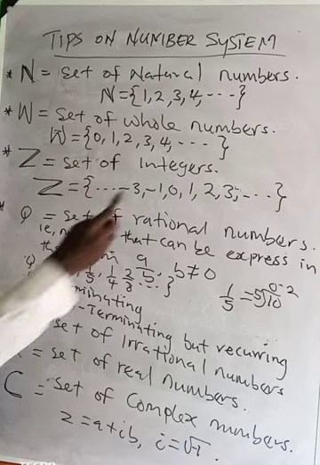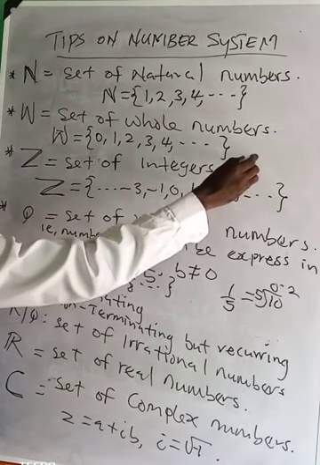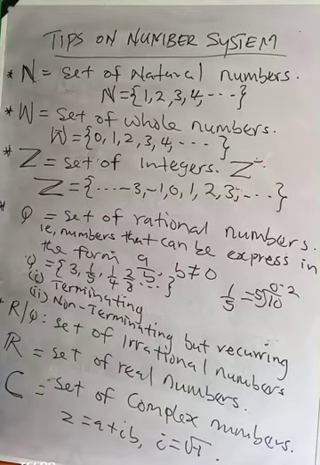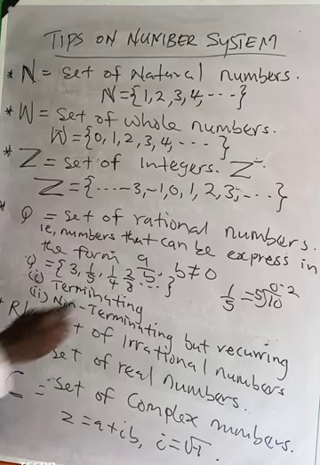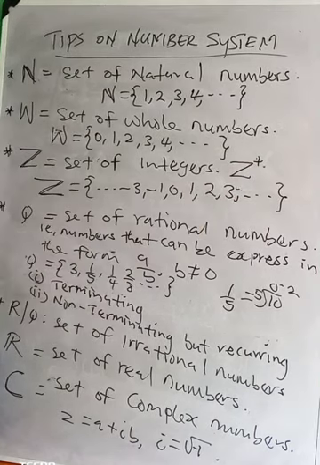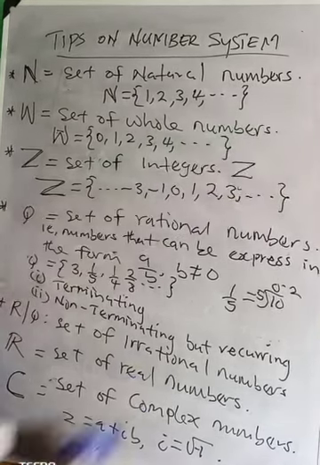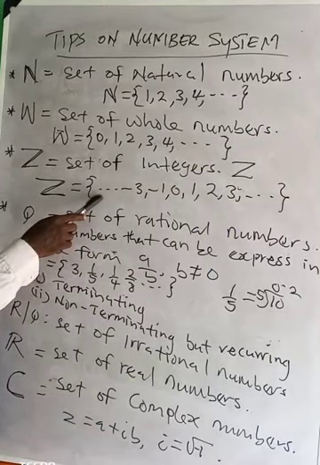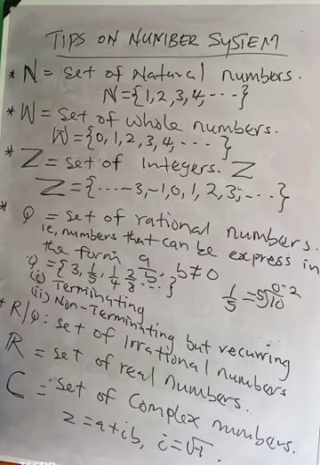Third on the list is the set of integers. And of course, we have what we call negative integers. If you are interested in only the negative ones, Z minus, the set of all the negative whole numbers, set of negative integers. Then we also have Z plus, which is the set of positive integers. Combining, we just have Z, the set of integers from negative infinity to positive infinity. Of course, starting from negative numbers down to positive numbers.